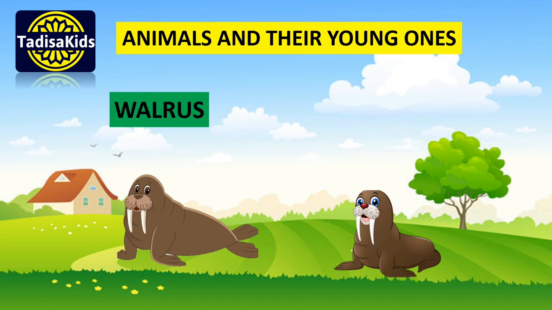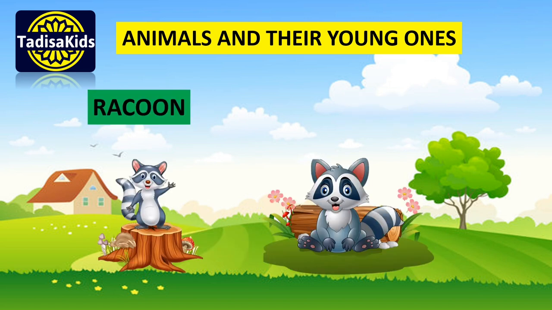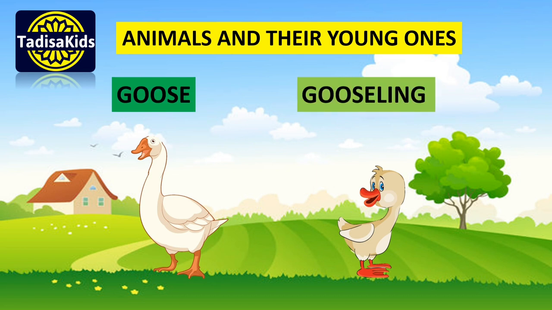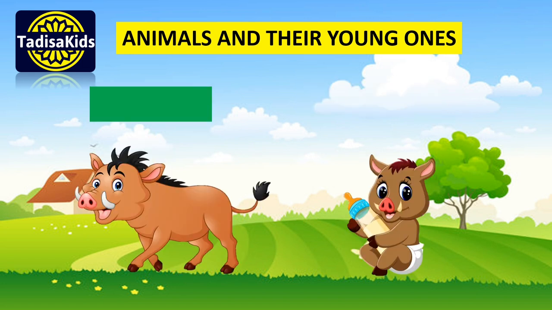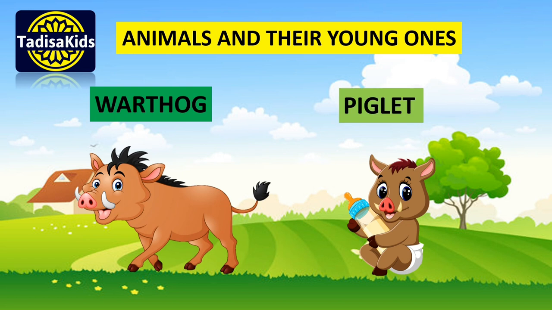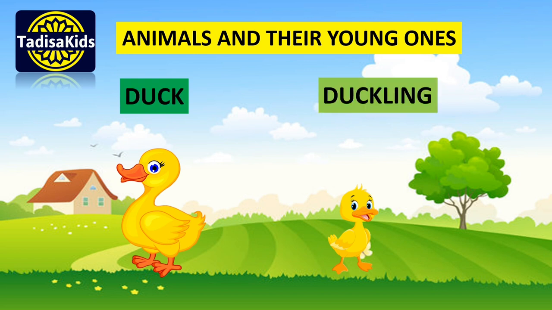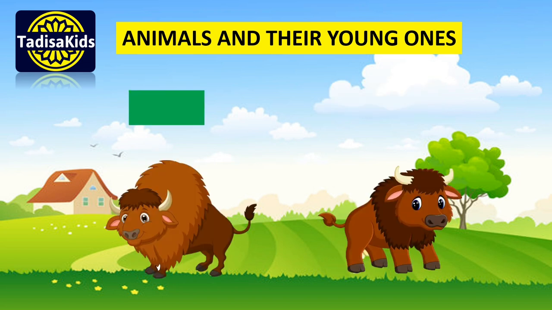Walrus. Walrus baby is calf. Raccoon. Raccoon baby is kit. Goose. Goose baby is gosling. Warthog. Warthog baby is piglet. Duck. Duck baby is duckling.